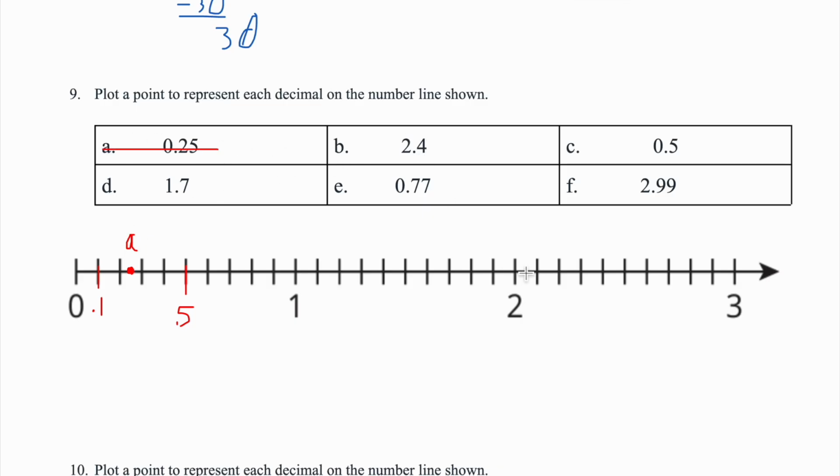Just going to go in order. 2.4. So 2, 1, 2, 3, 4. Here's 2.4. That's B. C is 0.5, so that's exactly where I put that 0.5 already. Here's C. Make sure that your point is easy to read. 1.7. 1, 2, 3, 4, 5, 6, 7. That is answer choice D.